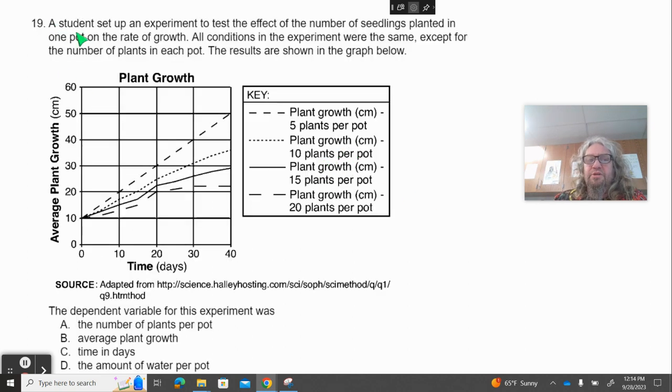Number 19, a student set up an experiment to test the effect of the number of seedlings planted in one pot on the rate of growth. All conditions in the experiment were the same except for the number of plants in each pot. The results are shown in the graph below. The dependent variable for this experiment was A, the number of plants per pot, B, average plant growth, C, time in days, D, the amount of water per pot.